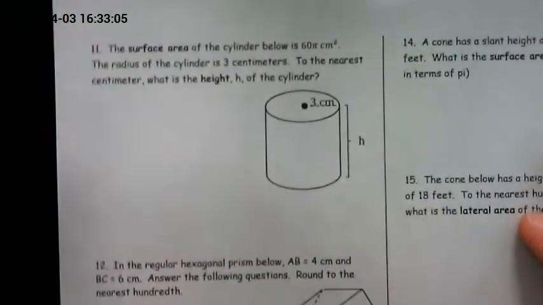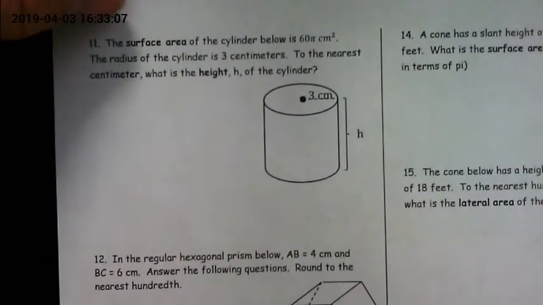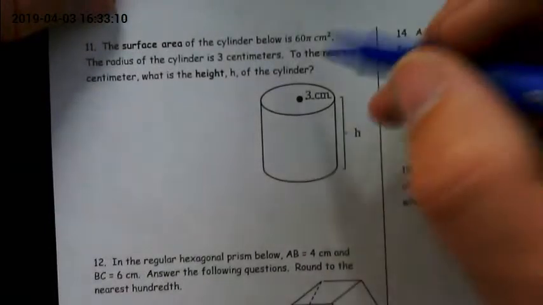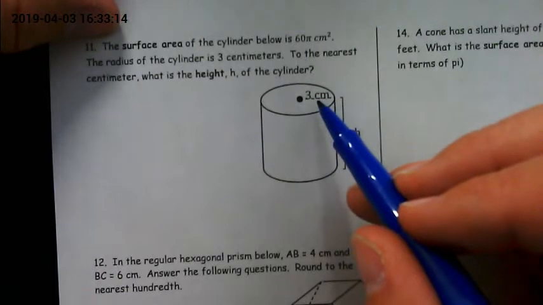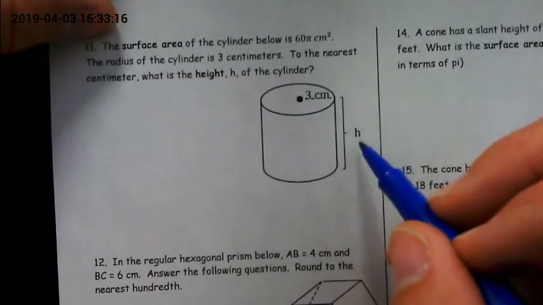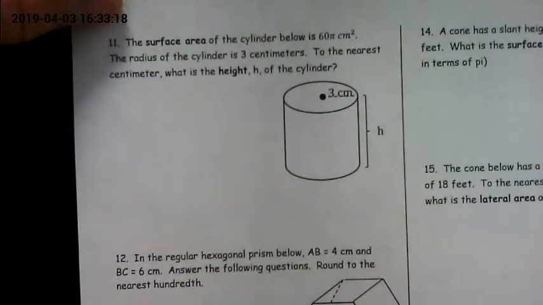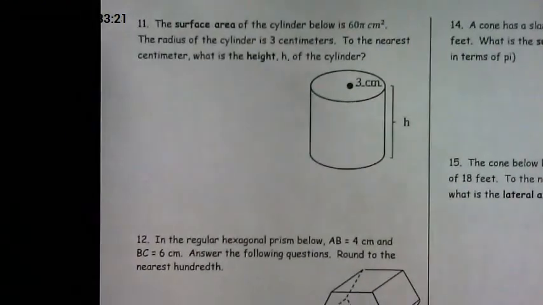All right, on number 11. The surface area of the cylinder below is 60 pi centimeters squared. The radius is 3. They want to know what is the height of the cylinder. Yeah, it is up on the board. I'm going to do it again since I'm recording it though.